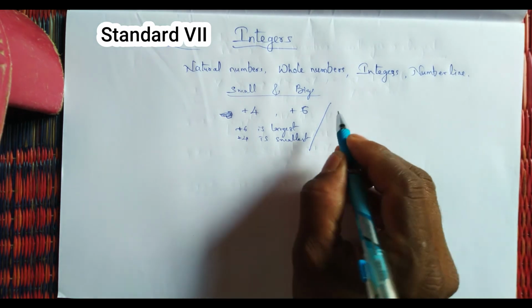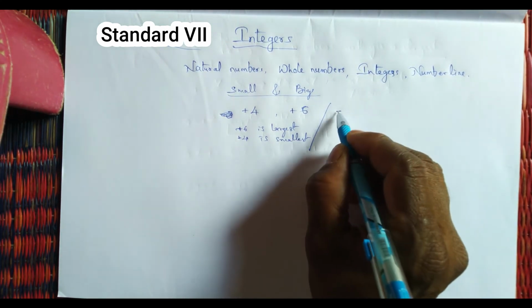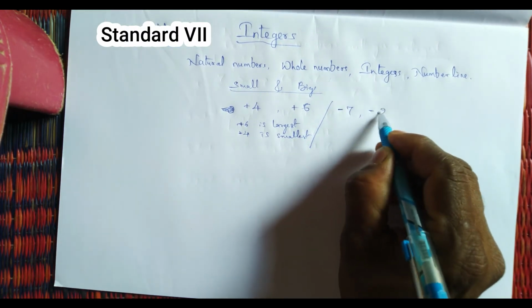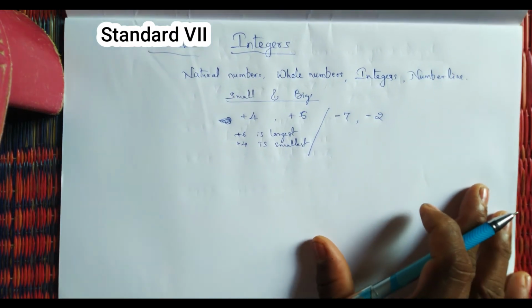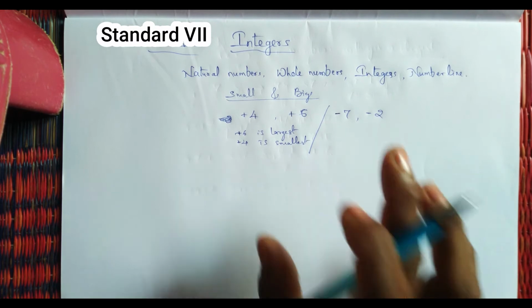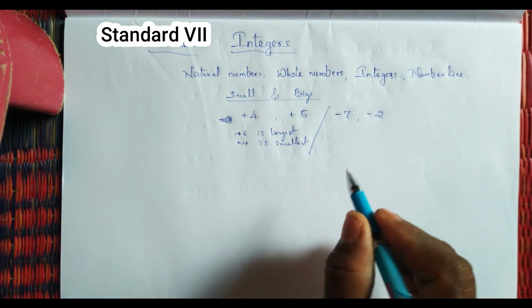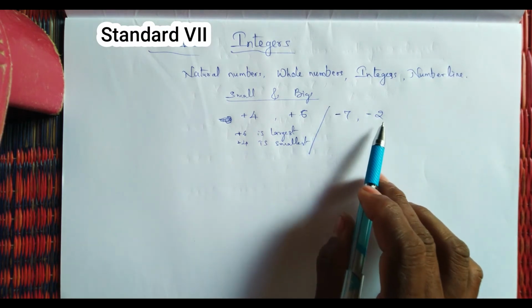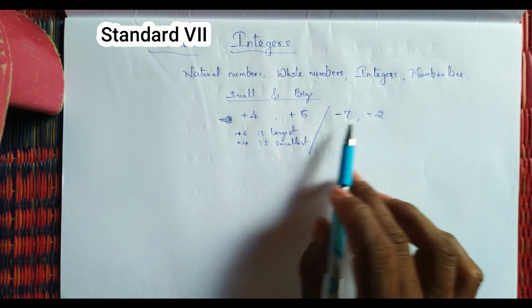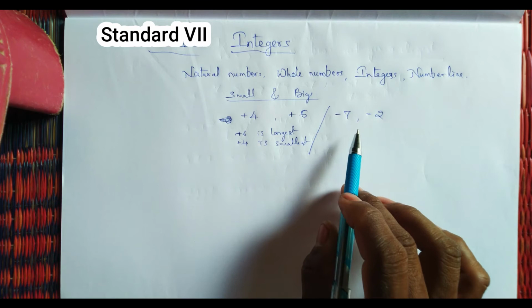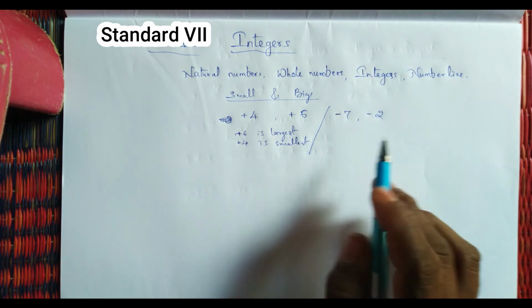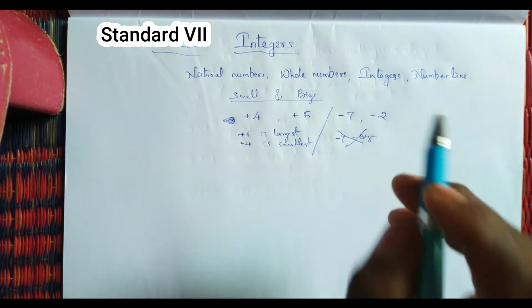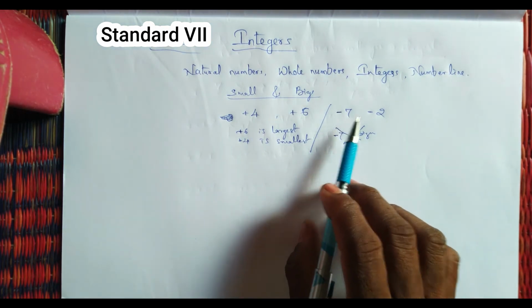Now I will change the digits. If I take minus 7 and minus 2, concentrate on this, because it is a little bit confusing if you don't try to understand properly. So here two numbers are there, minus 7 and minus 2. In these two numbers, which is the bigger number? If I ask, almost all students say, sir, minus 7 is the biggest number. It is totally wrong. Why is minus 7 not big?